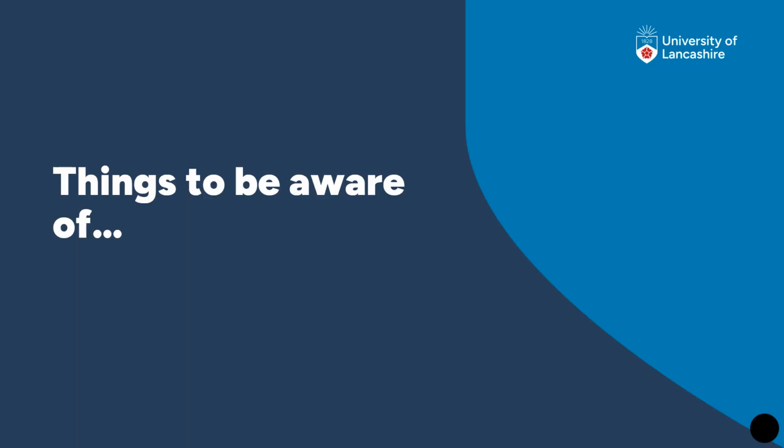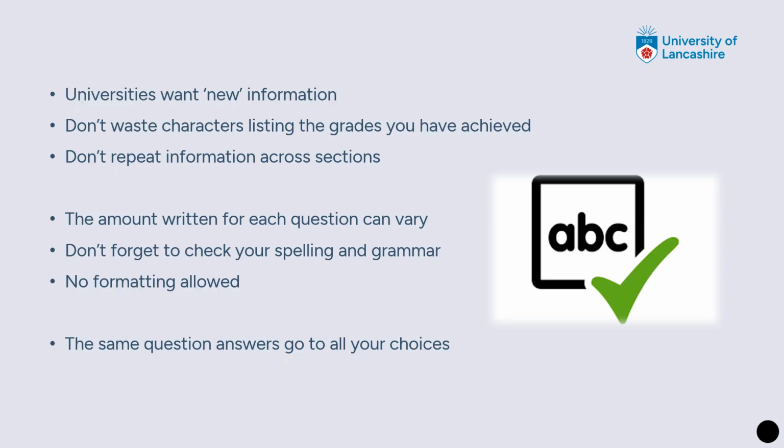Here are a few things to be aware of. Universities want to see new information included in the 3 questions. Don't waste characters detailing which college you attended or which A-levels you were studying, as we already know this information from other sections of your application. Don't repeat information across each of the questions.